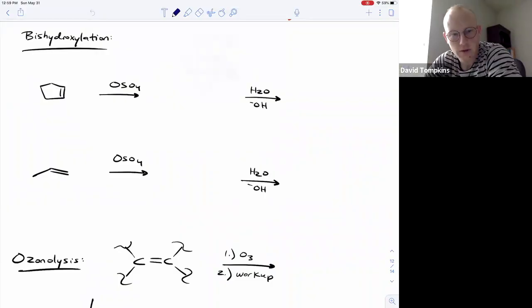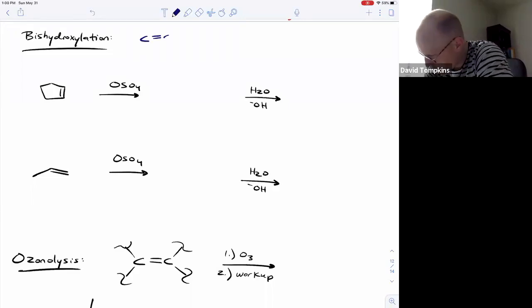So now we're going to move on to another concerted syn addition to an alkene, where we discuss bis hydroxylation or the dihydroxylation of an alkene to give a diol product. So overall, the reaction is going to involve transforming an alkene into a carbon-carbon single bond, where each of the formerly sp2 carbons now bears an alcohol. And this functional group is known as either a diol or a glycol.